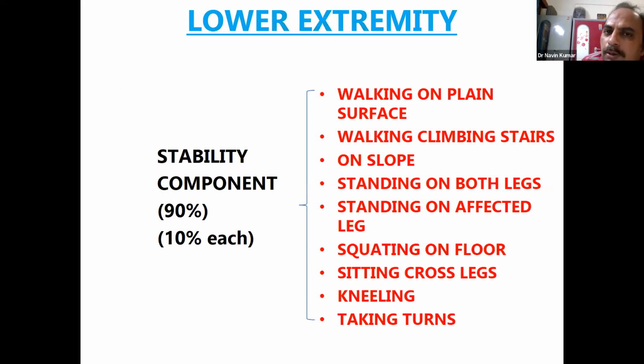Similarly, for lower limb, that is the stability component, which mainly involves the ambulation part. So there are 9 activities. Each has a point of 10. Again, not able to do is 10, able to do is 0, but if able to do with difficulty, 5. Again, we can add, so we get one more value out of 90.